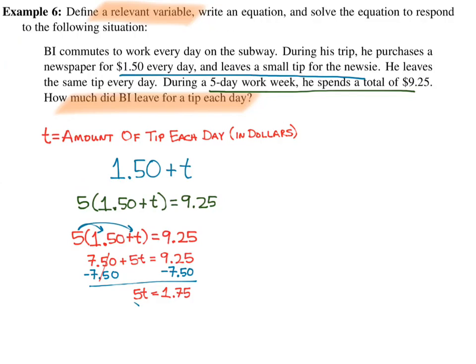If you divide each side by 5, then goodbye to the 5s, and T equals 0.35. There we have it. Well, almost. We should actually write the answer. B.I. leaves a tip of 35 cents each day. So B.I. leaves $0.35 or 35 cents each day as a tip. And that is our answer.